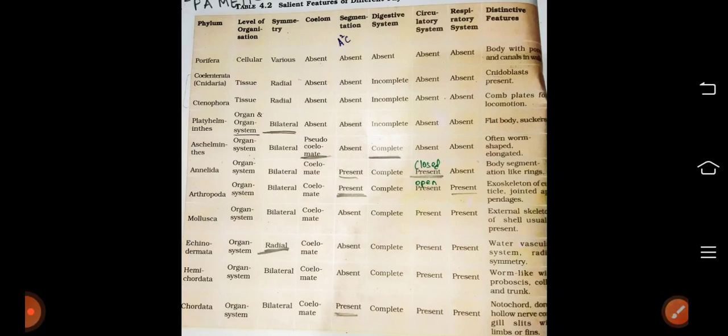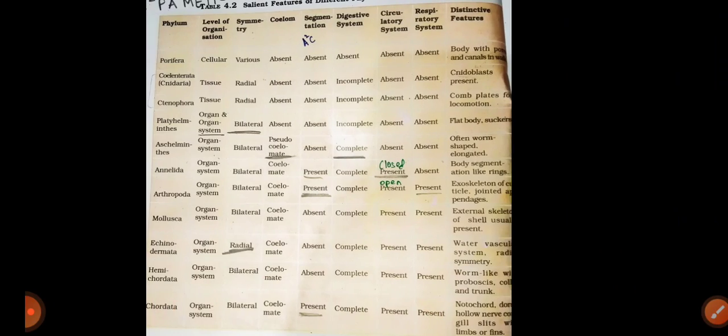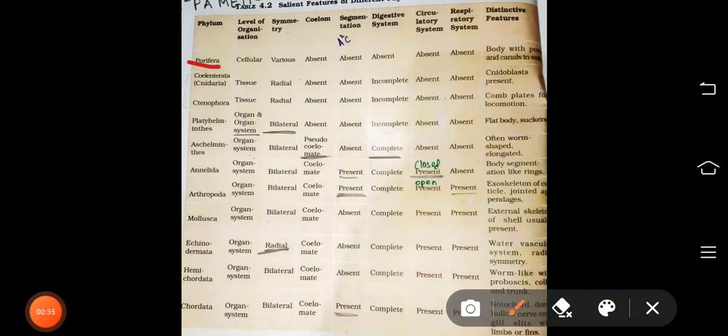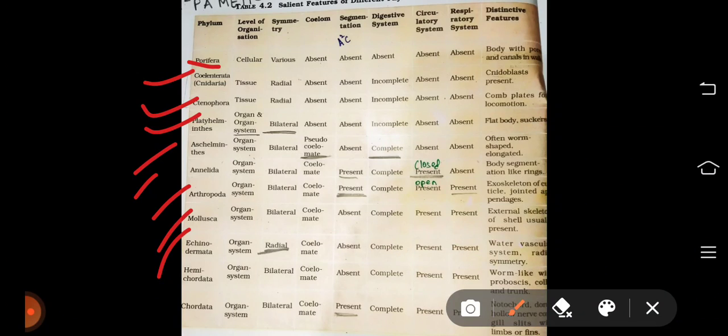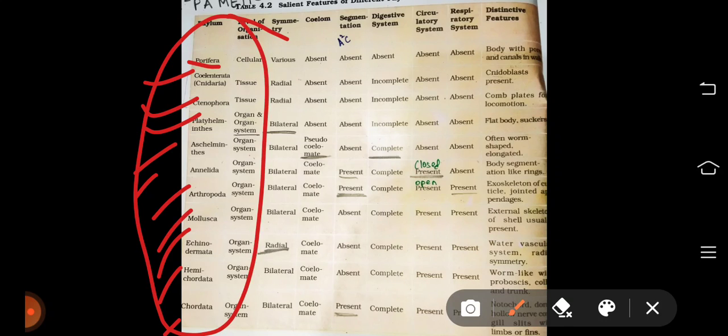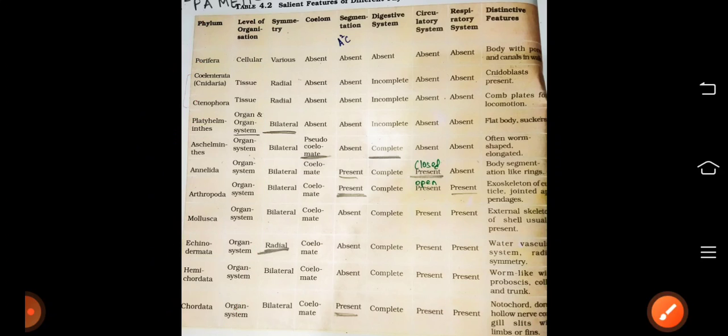So see, Porifera, Coelenterata, Ctenophora, Platyhelminthes, Aschelminthes, Annelida, Arthropoda, Mollusca, Echinodermata, Hemichordata, Chordata. First, I want you to read the names of these phylums at least 10 times. Now, how to remember this in sequence, because it is very, very important for us to remember it in sequence.